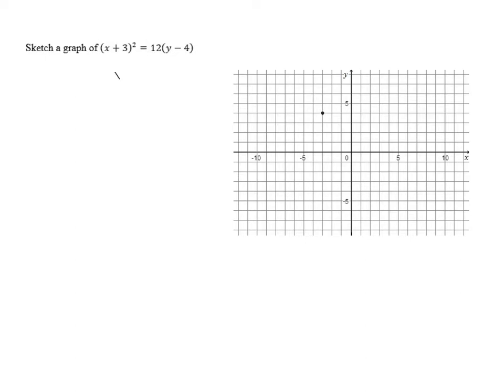Now because this looks like x^2 = 4py, even though it's shifted, this is a parabola that's going to be opening vertically. And here, because the coefficient outside of the y is 12, we know that 12 is 4 times 3. That tells us that p equals 3.